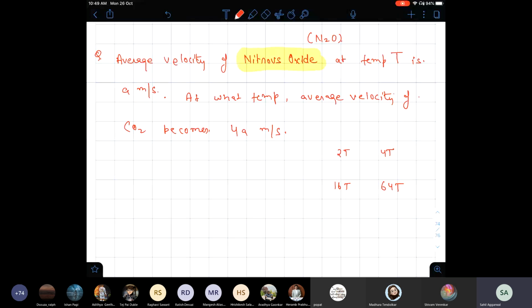सेवेंटी तो ऑप्शन में नहीं है. Yes, she's saying 40. 16t. सिक्सटीन टी.